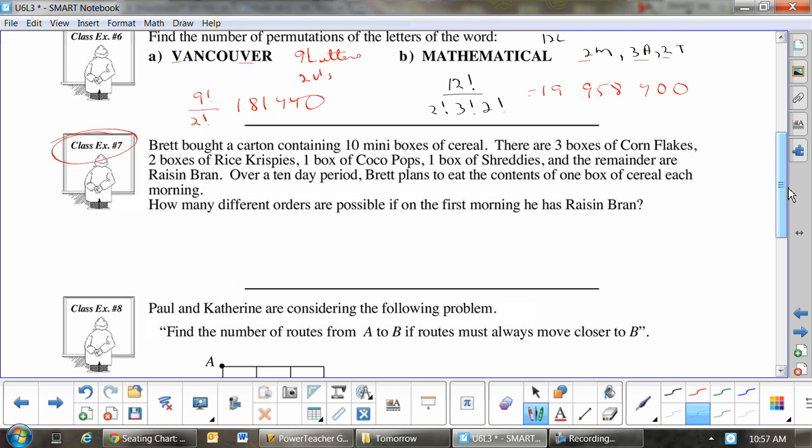Now picture getting this one in the diploma. You would probably not even get to be thinking about those fond memories of your childhood. Because you're like, I'm worried about my future right now because of this question. So how would you tackle this one? What if on the first morning you're eating Raisin Bran? Okay, first of all, how many boxes of cereal are there? Okay, so we got 10 boxes, right?